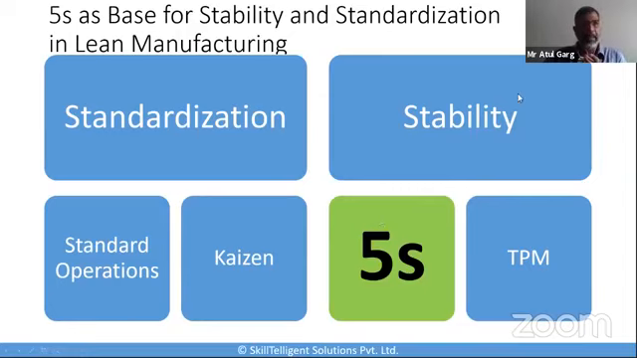So 5S and TPM make the stability, standard operations and Kaizen make the standardization. Stability comes first. 5S helps in streamlining operations and making it stable, while the TPM helps in ensuring high availability of equipment. On the other hand, the standard operations are built on the 5S activities. Some even say that what you do in 5S and the fourth step, standard, also extends into standardization over here, and Kaizens over here actually assist in improving as well as streamlining the operations in the standard way. So this is the base for stability and standardization in lean manufacturing.